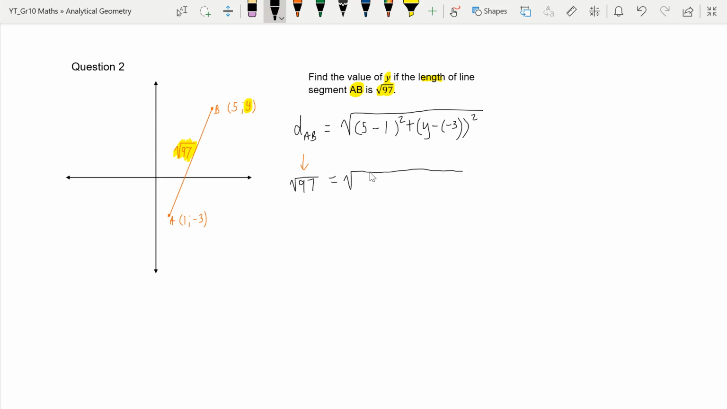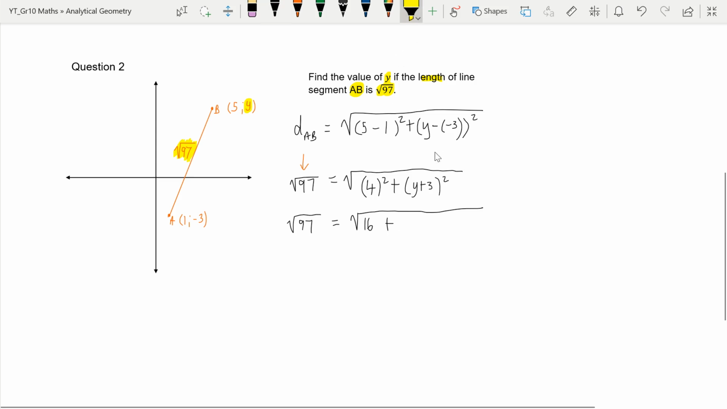Okay, now let's simplify. That would be 4 squared. And this one would be y plus 3 squared. I'm just showing all the steps. Okay, so that squared would be 16. Now just be mindful with this one over here.